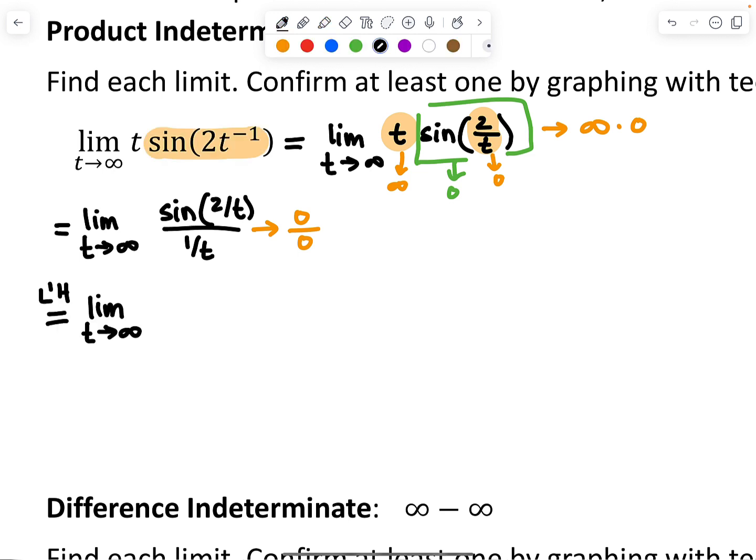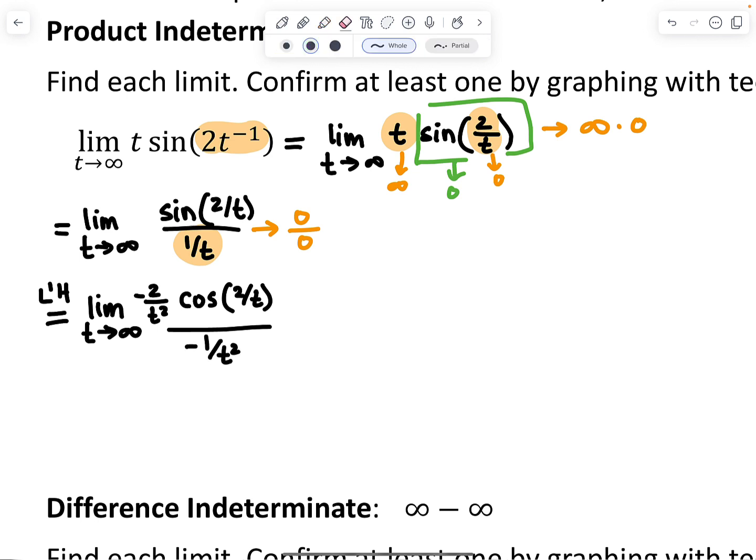The derivative of sine is cosine. The argument will stay the same, but then the chain rule is I have to multiply by the derivative of the argument. Well, the argument is 2t to the minus 1, and the derivative of that using the power rule will be negative 2t to the negative 2, which I'll put in the front. We get negative 2 over t squared. And then the derivative of 1 over t, this is also just t to the minus 1, and that derivative is negative 1t to the minus 2, or in other words, negative 1 over t squared. Now, when I invert and multiply, this negative and negative will cancel, and this t squares will cancel. So we do a step of simplification, and we wind up just getting 2 cosine of 2 over t.